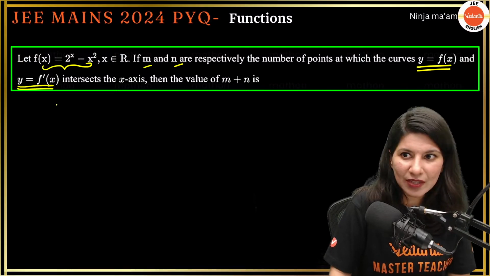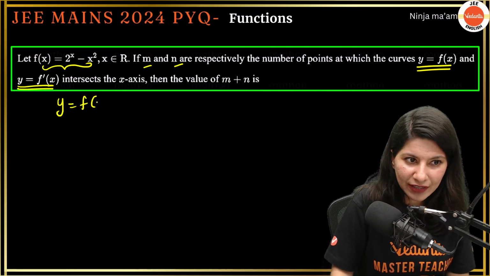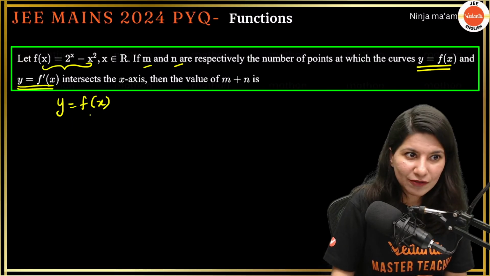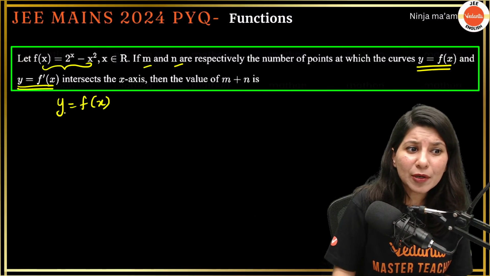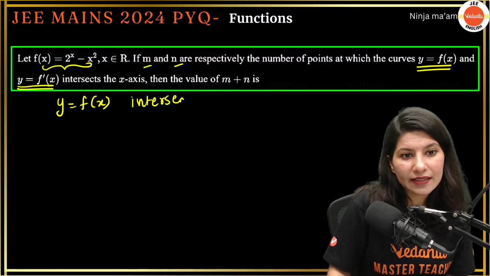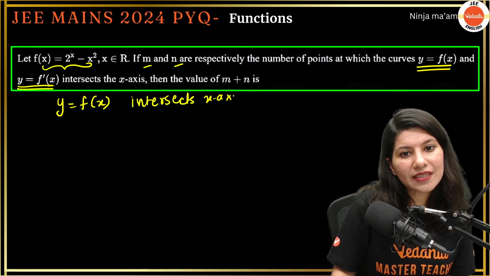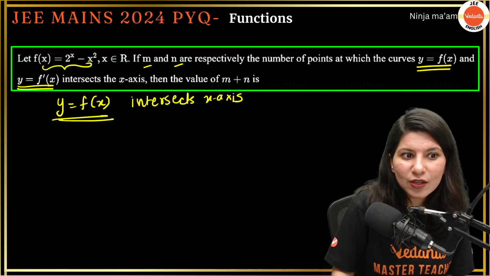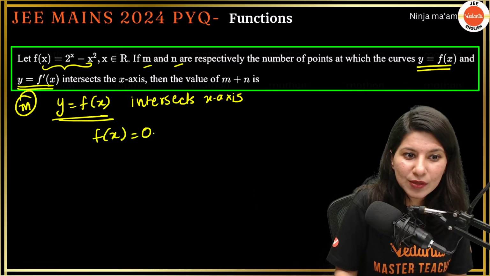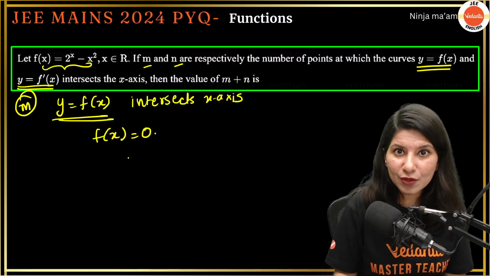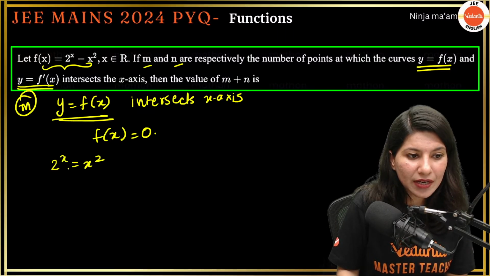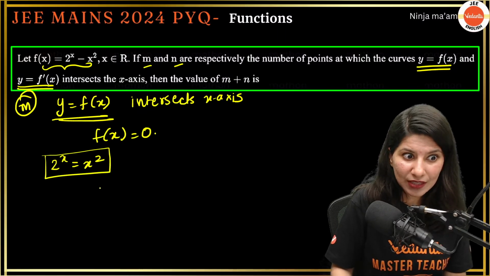Let me tell you. y equals f of x. Okay, this is y equals f of x, right? If this is your function, we are thinking about where y equals f of x intersects the x-axis. That means m is nothing but the number of solutions of f(x) equals 0, right? So 2x equals x square. The number of solutions is something we need to figure out.